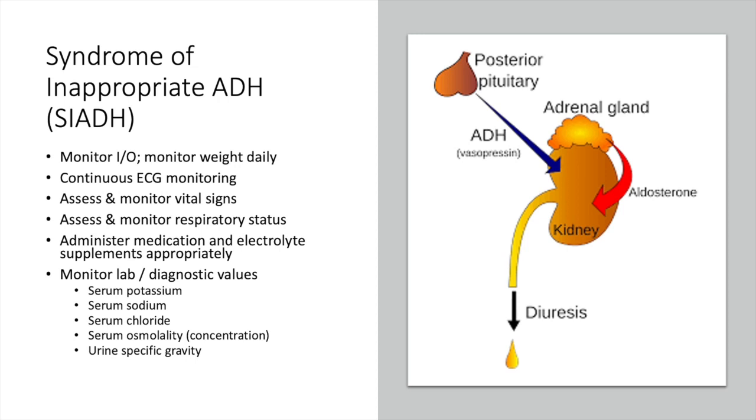Critical to look at your ECGs per provider order because of the electrolyte imbalances that can throw off the rhythm of the heart. Again, assessing and monitoring respiratory status because of the buildup of fluid, and monitoring your lab values, specifically potassium, sodium, chloride, and the osmolality of the blood. That's the concentration of the blood. You may also see lab values for urine specific gravity. That relates, of course, to urine function and output, but your key lab values are going to be your electrolytes and the osmolality of the serum blood.